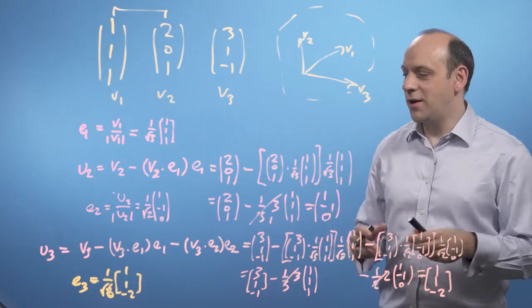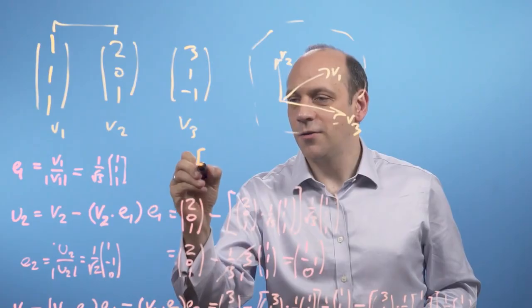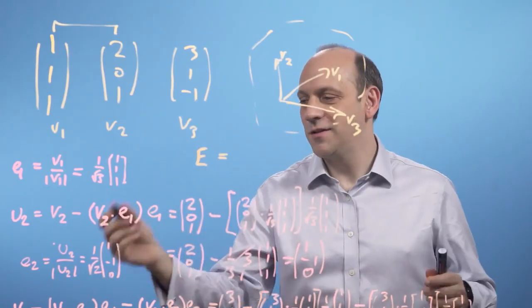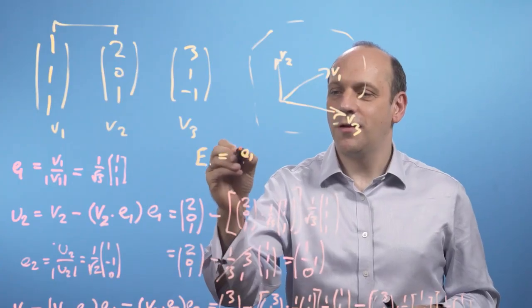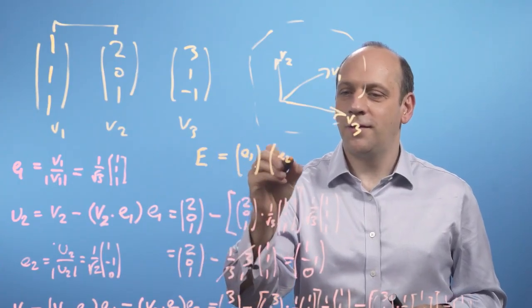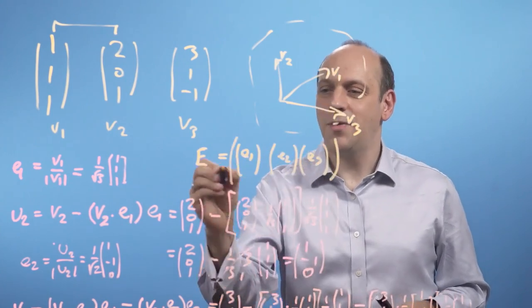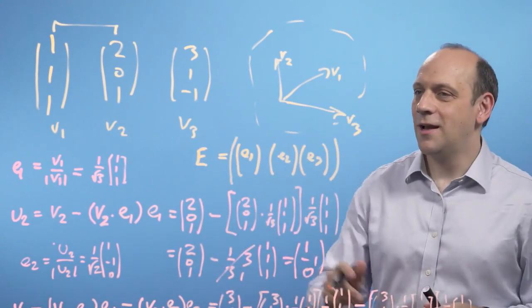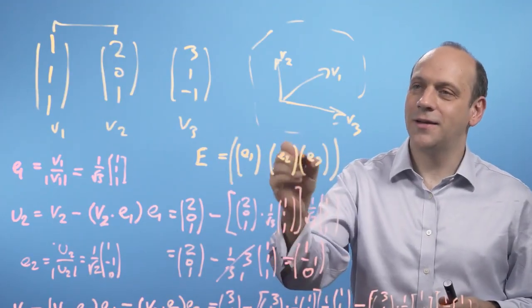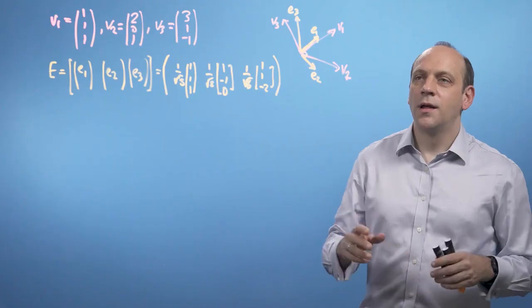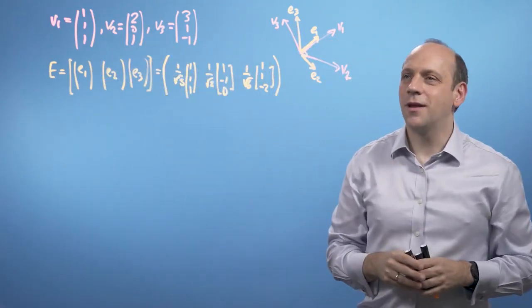So I can write down my new transformation matrix, which I'm going to call E. It's the transformation matrix described by the basis vectors E1, E2, E3. So I've got E1, E2, E3, all written down as column vectors. And that's going to be my transformation matrix that first contains the plane, notice, and then contains the normal to the plane.